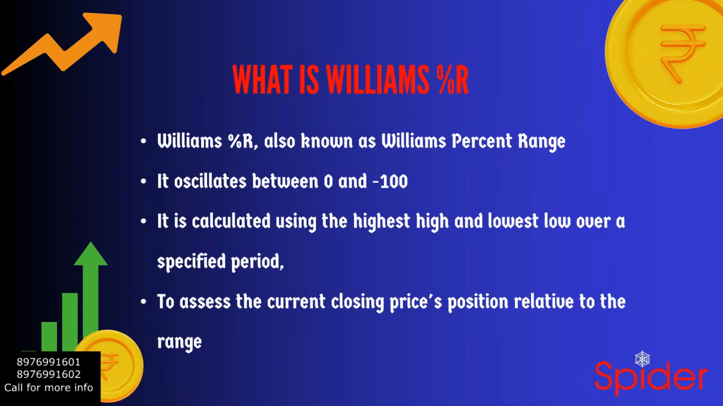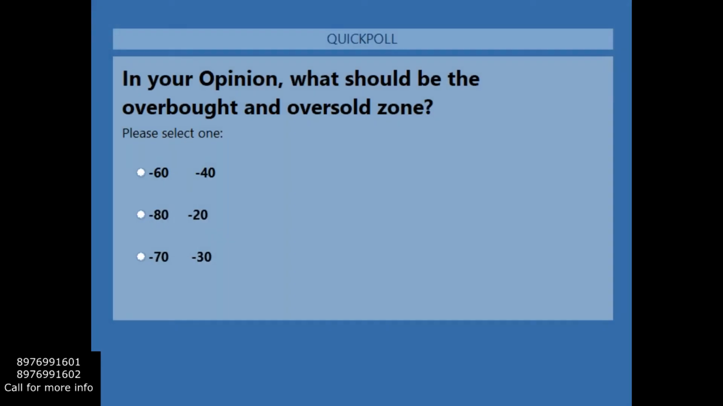So it is time for another poll. Like I discussed, it is very similar to RSI and stochastic RSI. So in RSI, we know that the overbought and oversold zone is 70-30. These are the ratios we use, or most people currently use a 60-40 ratio. So in the case of William percentage R, what is the ratio that we use?